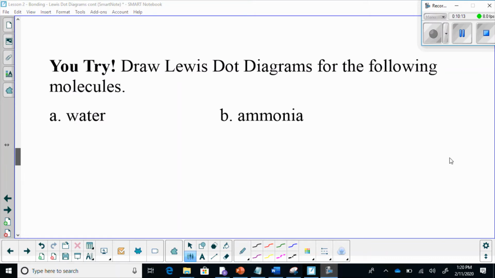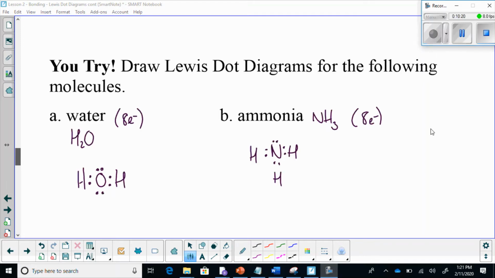Okay, so try these two on your own, water and ammonia. Okay, there are the answers for water and ammonia.